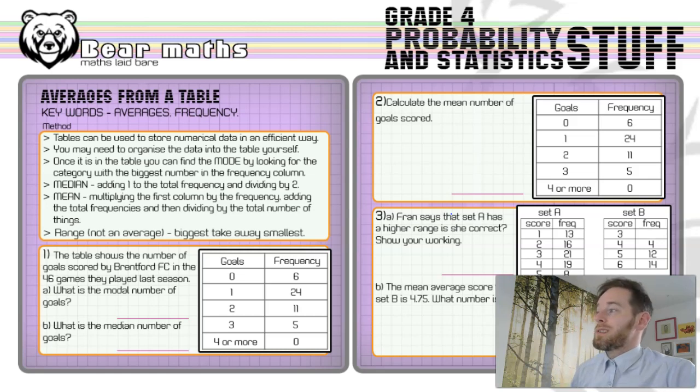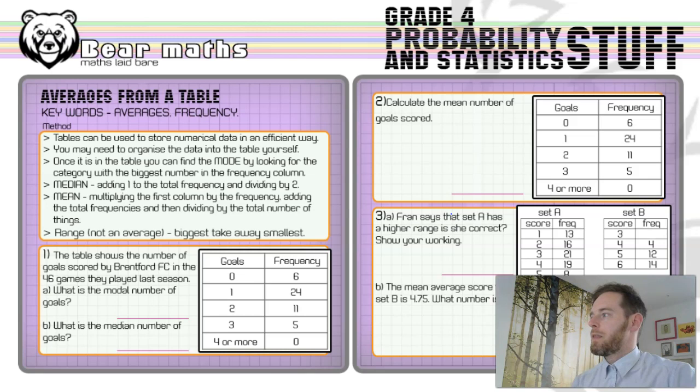Then once it's in the table, you can find the mode by looking for the category that has the biggest number in the frequency column. So look down the frequency column, find the biggest number, go across to whatever the thing is about, and you'll have your answer. Nice and simple. The median is found by adding 1 to the total frequency and then dividing by 2, finding that value as you would add the frequencies up, and then going across to the other column and seeing what number that is.